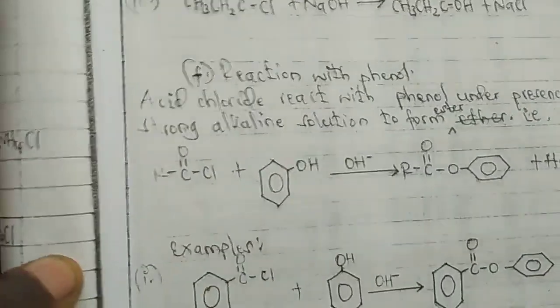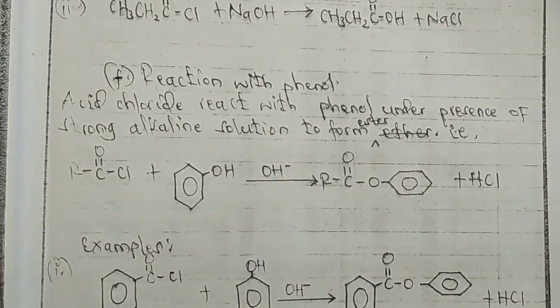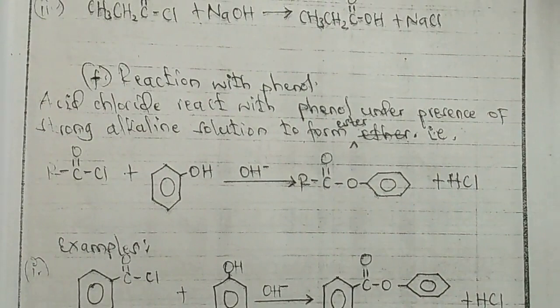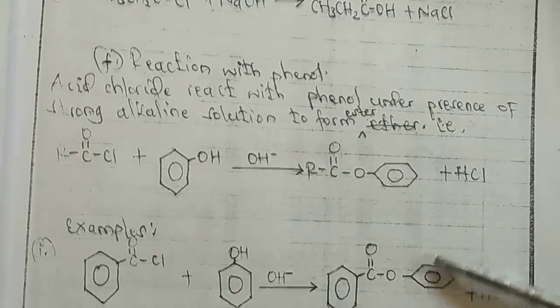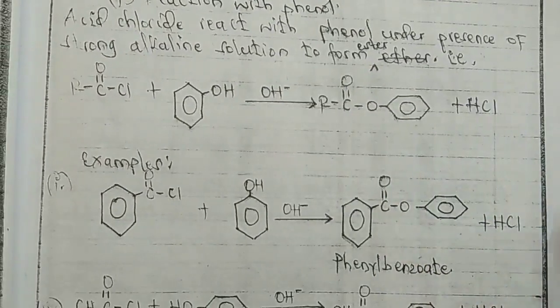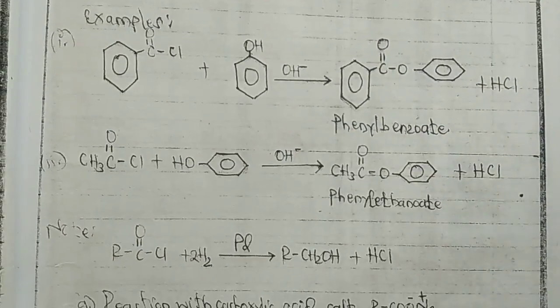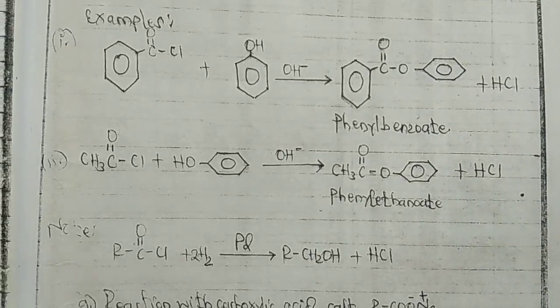Alafu kuna reaction with the phenol ambayo acid chloride react with phenol under the presence of strong alkaline solution to form ester. Ina form ester. Kwa hiyo phenyl benzoate au compound kama ile pale, phenyl benzoate is just like an example. Phenyl ethanoate, hizo ni baadhi ya ester mbalimbali.